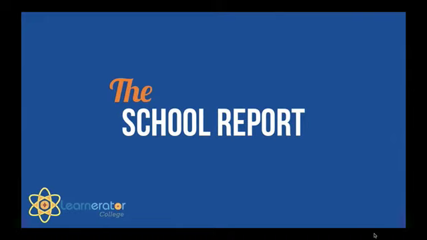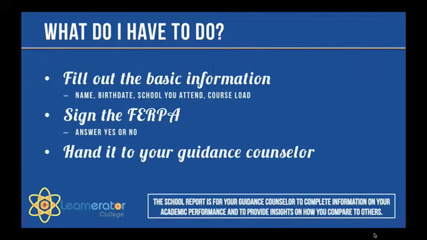So finally, I'm going to go into the school report, and then we're going to open up for general Q&A. The school report is pretty straightforward. What you have to do is essentially fill out the basic information on it. It just covers your name, your birth date, the school you attend, along with the course load. And then you want to decide whether or not you want to sign the FERPA, which is in regards to your privacy rights.